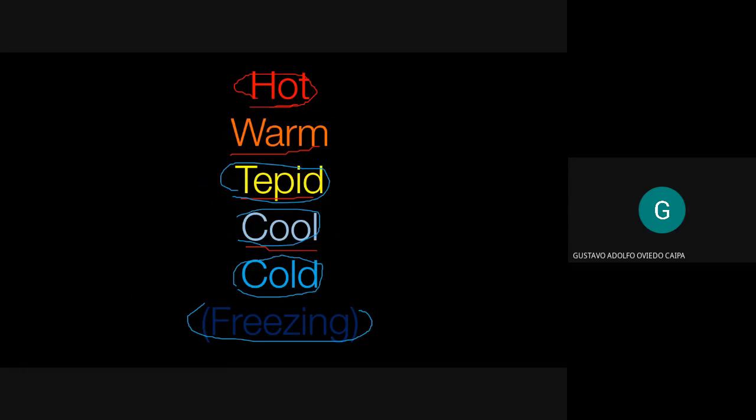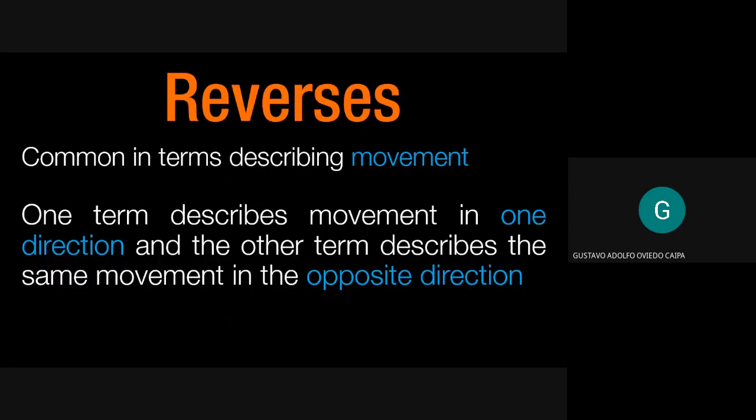So that's another perspective of gradable antonyms. This is a type of gradation that we can do from hot to cold. Another type of antonym that we can talk about is what we call reverses. Reverses, normally we use them in terms that describe movement. These reverses are basically the different words that we use to describe the direction in which we move. So one term describes movement in one direction and the other term describes the same movement, and that's important, the same movement in the opposite direction.